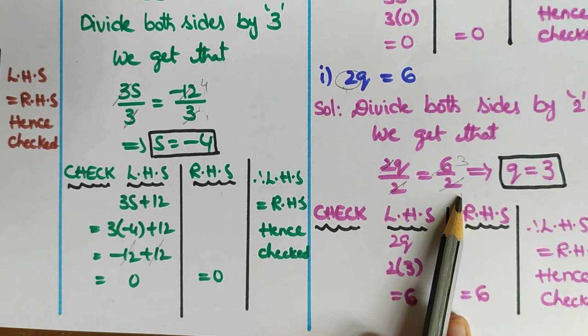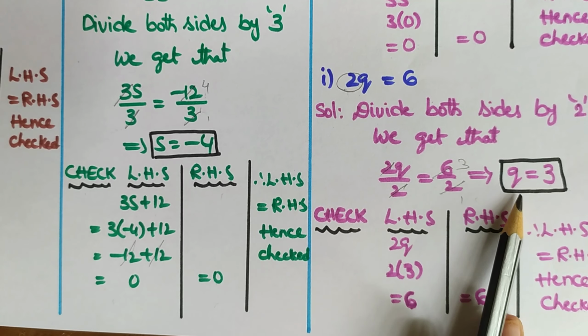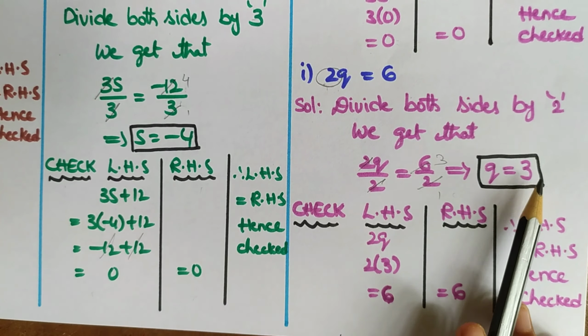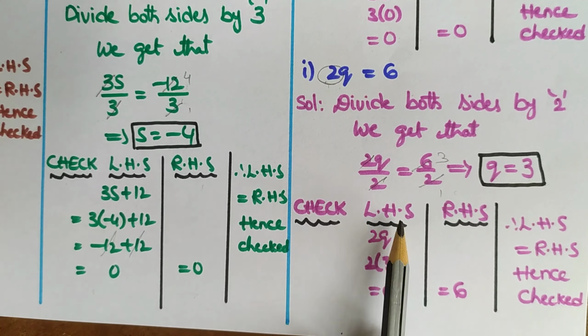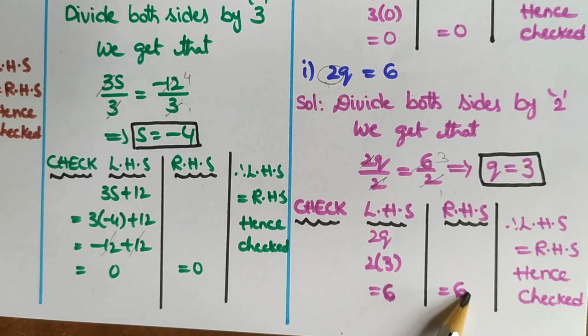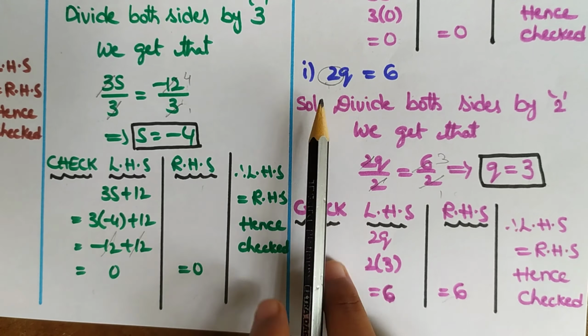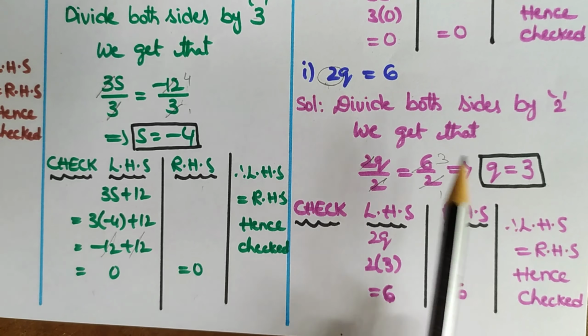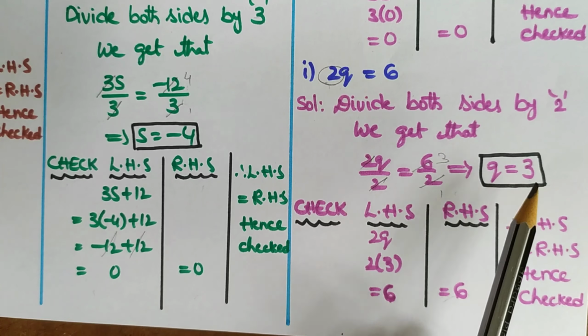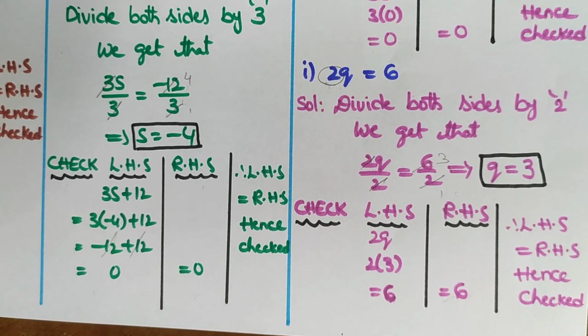Now let us check whether q is equal to 3 is the answer or not. Now checking, LHS is 2q, 2 into q, where q is equal to 3. So 2 into 3 is 6. RHS is 6. Therefore 6 is equal to 6, where LHS is equal to RHS. Hence checked. So 2q is equal to 6, where q is equal to 3 is the right answer for this I bit.